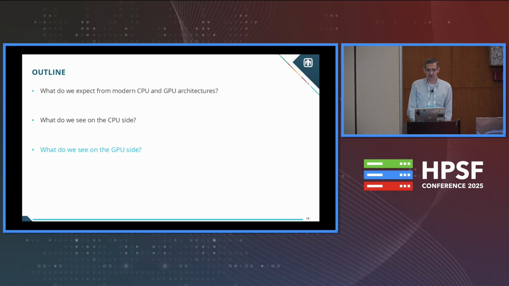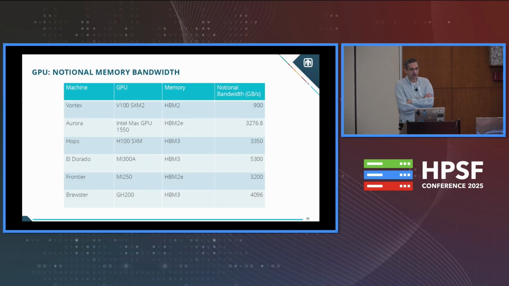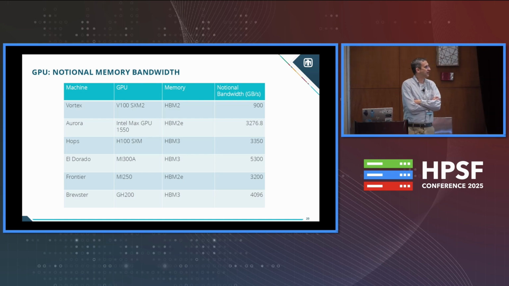All right, let's go look at GPUs. We're going to play the same game here. So here's a bunch of machines we're looking at. My baseline machine is going to be Vortex. It's a mini Sierra. That's V100s. It's notionally a little under a terabyte a second of memory bandwidth. We have Aurora with the Intel Max, 3.2 terabytes a second. You have Hops, which is our CTS2 machine with H100s, 3.3, 3.4 terabytes a second. I'll skip Eldorado for a moment.